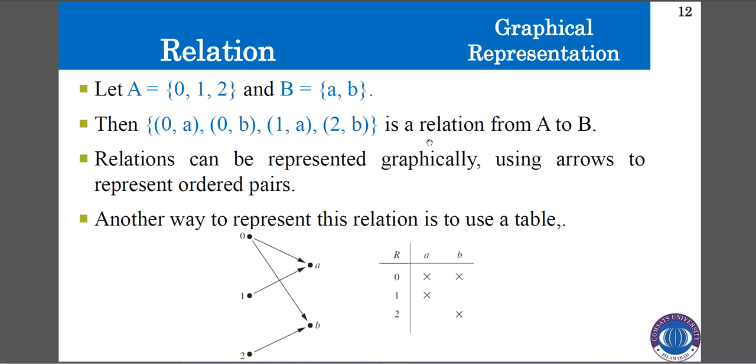Another way to represent this relation is in tabular form. In tabular form, we list set A elements vertically and set B elements horizontally, and then a cross sign is used to connect the corresponding element of A to the corresponding element of B, as shown in this figure.